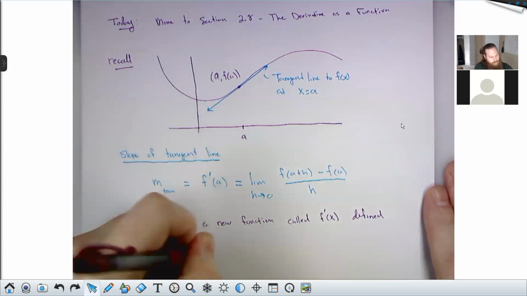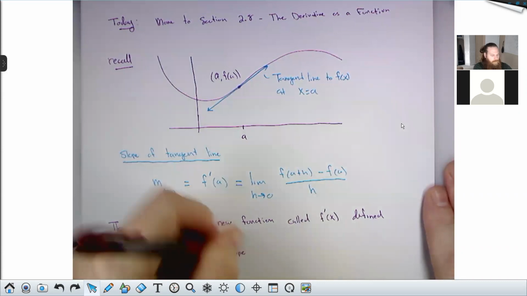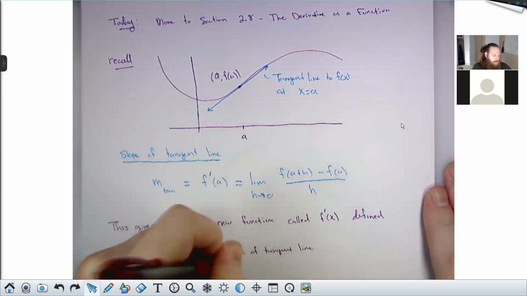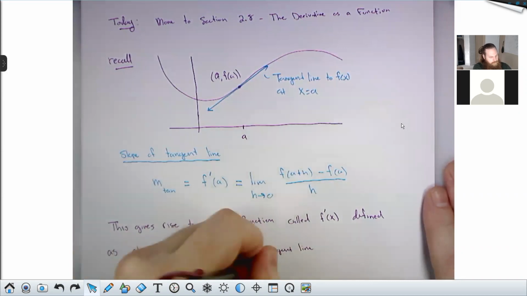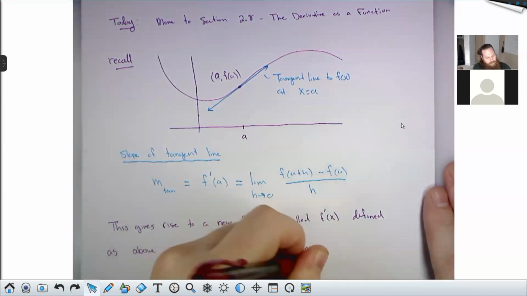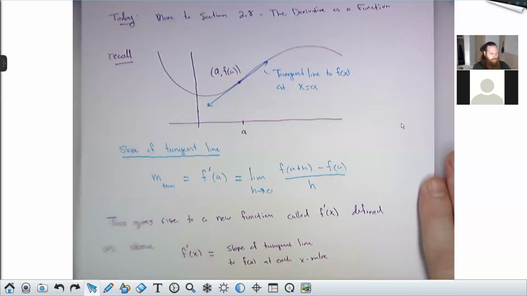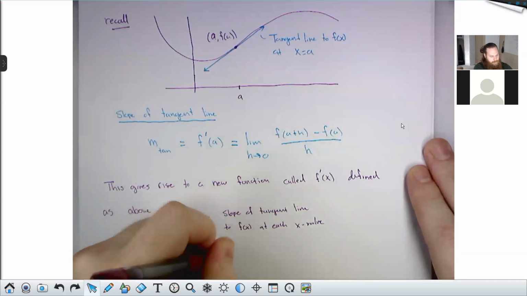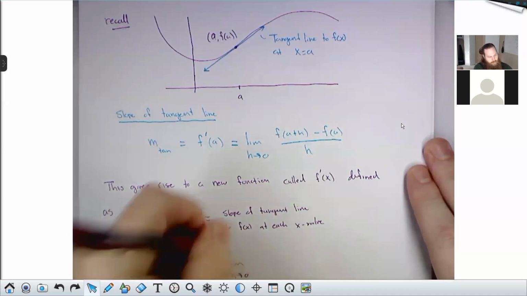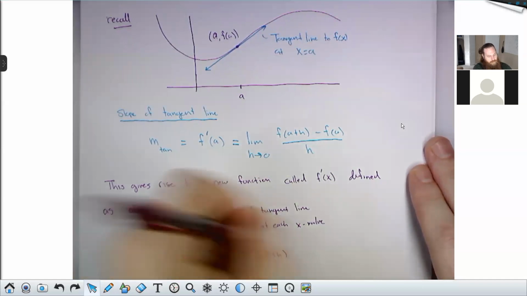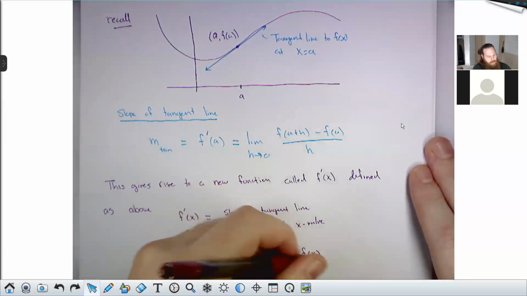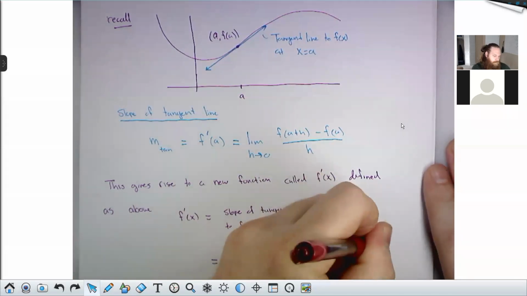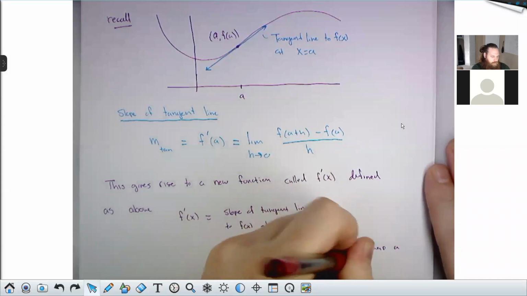f primed of x is equal to the slope of the tangent line to f of x at each x value. In other words, you just swap the a's up here for x's. This is the limit as h goes to 0 of f of x plus h minus f of x, all over h. Just swap a with x.